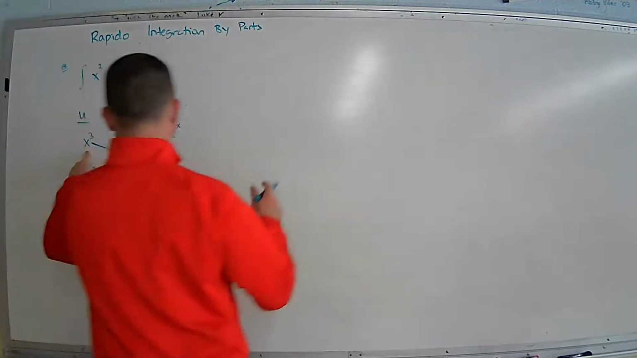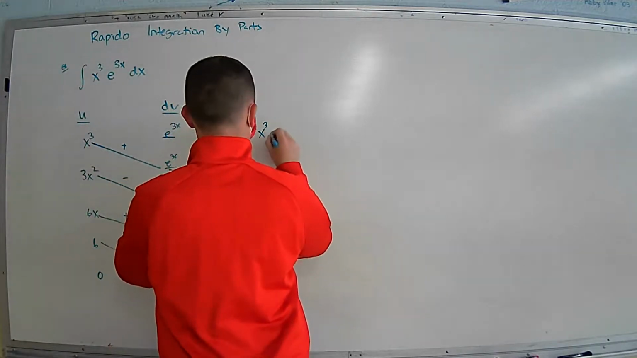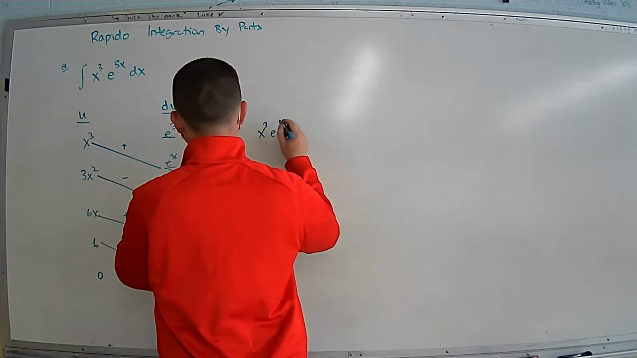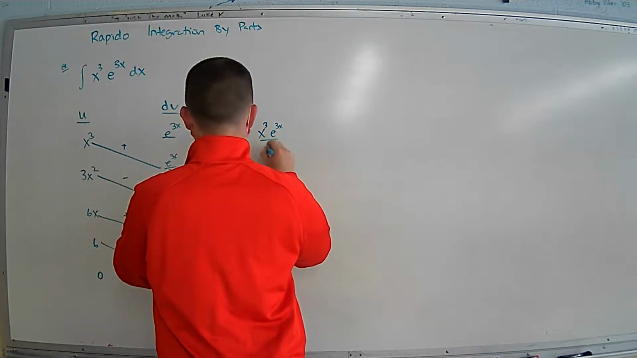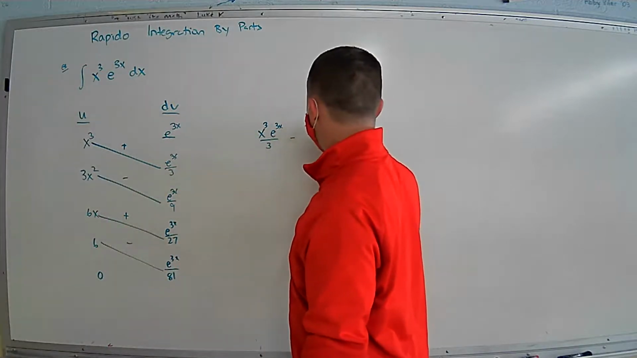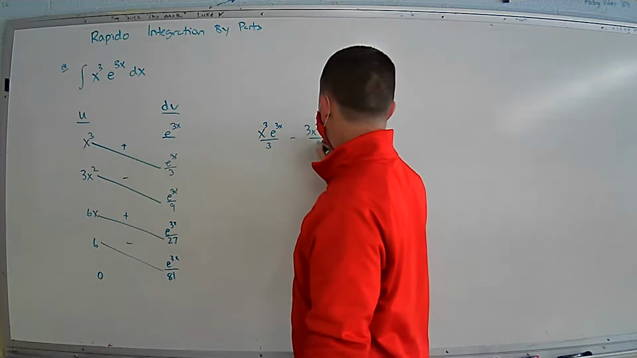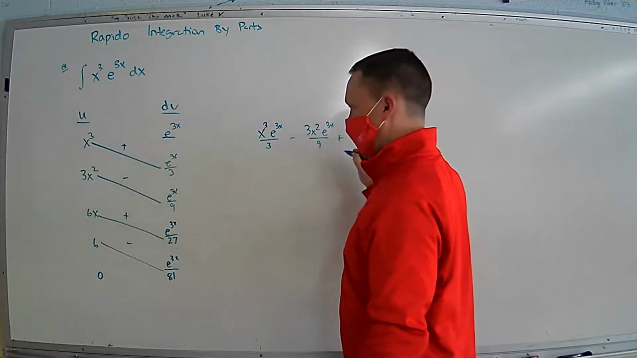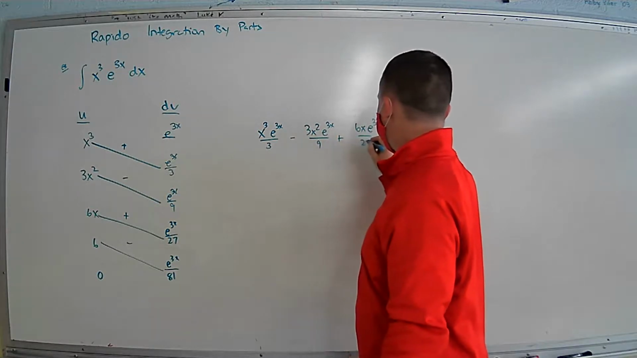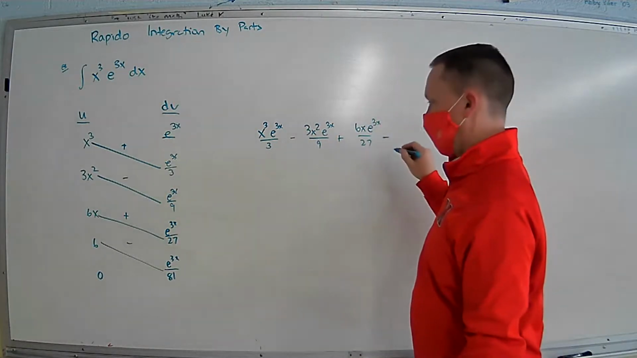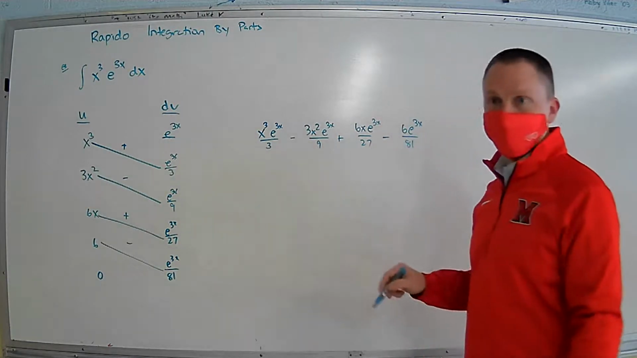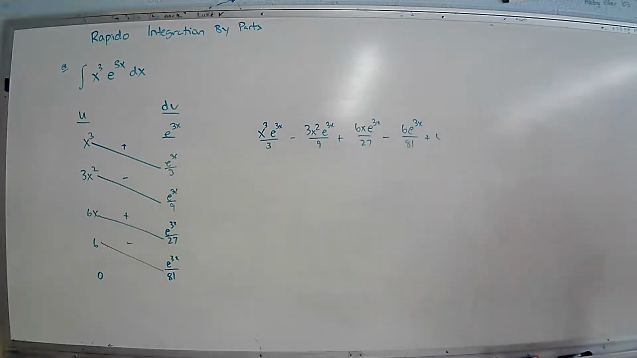So here we go. X cubed times e to the 3x over 3. Minus 3x squared e to the 3x over 9. Plus 6x e to the 3x over 27, minus 6 e to the 3x over 81, plus C. We're done.